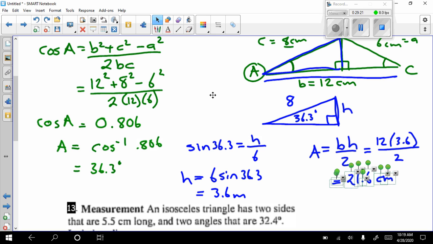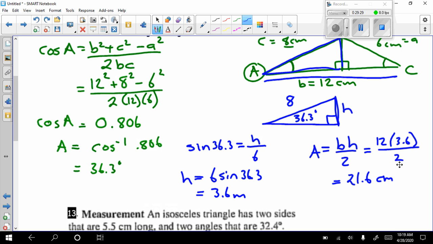Okay. Centimeters squared. Having some difficulties here. Centimeters squared. There we go.